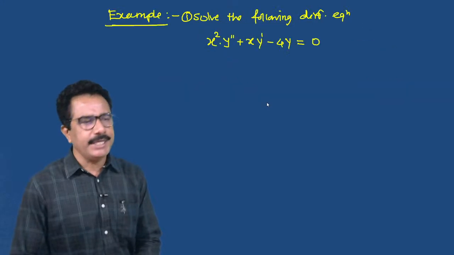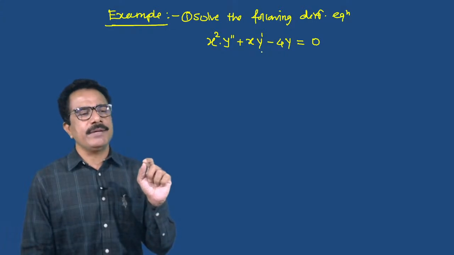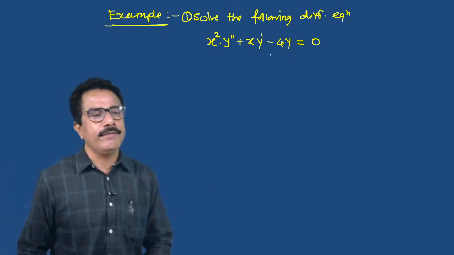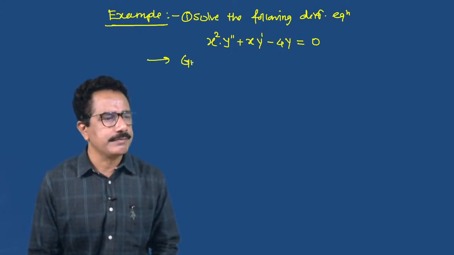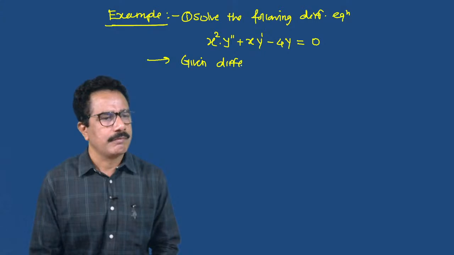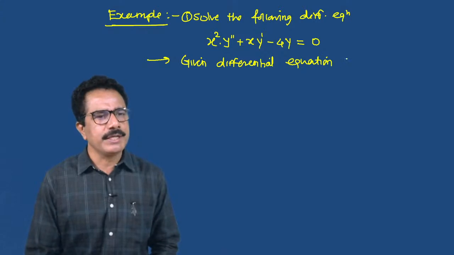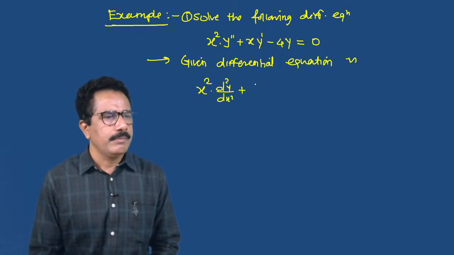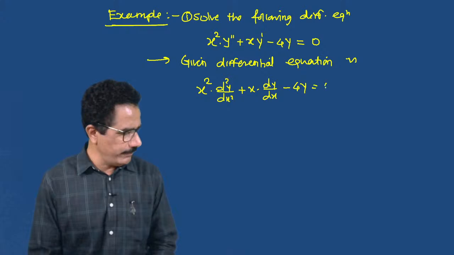अभी देखो इसके ऑर्डर कितने हैं? सेकंड ऑर्डर है, उसका जो कोएफिशिएंट है एक्स स्क्वायर. फर्स्ट ऑर्डर टर्म है, उसका कोएफिशिएंट एक्स, एंड द कांस्टेंट टर्म है, इसका कोएफिशिएंट कितना है? 4. So given differential equation is x square into d2y by dx square plus x into dy by dx minus 4y, which is equals to 0.